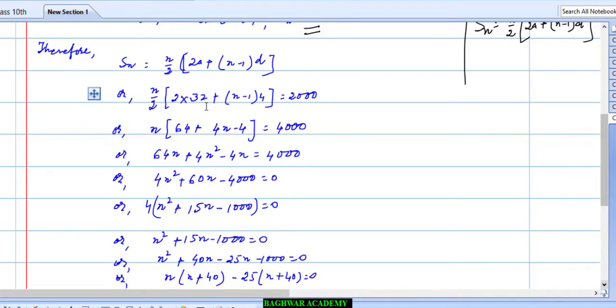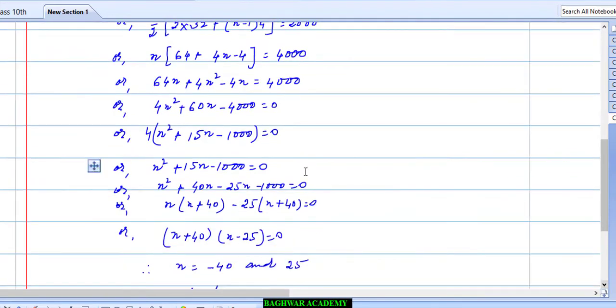2 into 32, 64 has been written, 4 into (n minus 1), 4n minus 4, and then n has been multiplied with this term, so we have got 64n plus 4n square minus 4n, and that is equal to 4000. Or it can be written as 4n square, 64n minus 4n will be 60n, and minus 4000, that will be equal to 0. Now 4n square plus 60n minus 4000 is equal to 0.